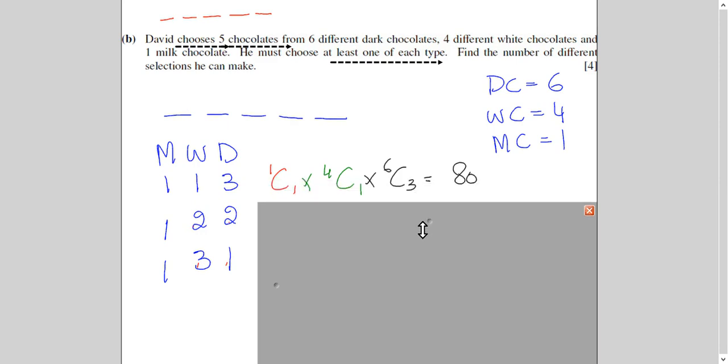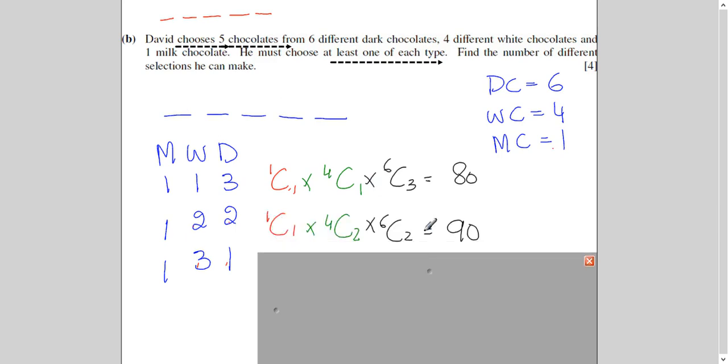Now how will you write it? So from the total, 1C1. For white, 4C1. For dark, 6C3. And multiply them. Why? Because 3 selected from here, 1 selected from here, 1 selected from here. So 3, 4, 5. All of them will combine and make the complete selection. So that's why I will write multiplication here.